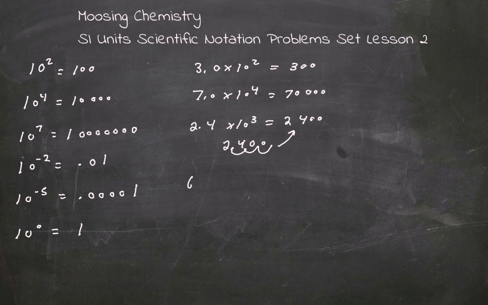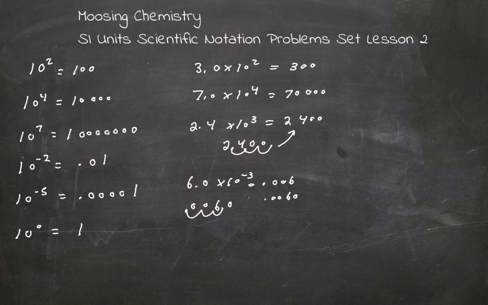Let's try 6.0 times 10 to the negative 3. So if you had 6.0, you went negative 3, you go 1, 2, 3 in this direction. You add zeros, it'd be 0.0060, or you could put 0.006. Either way, it's still the same thing.